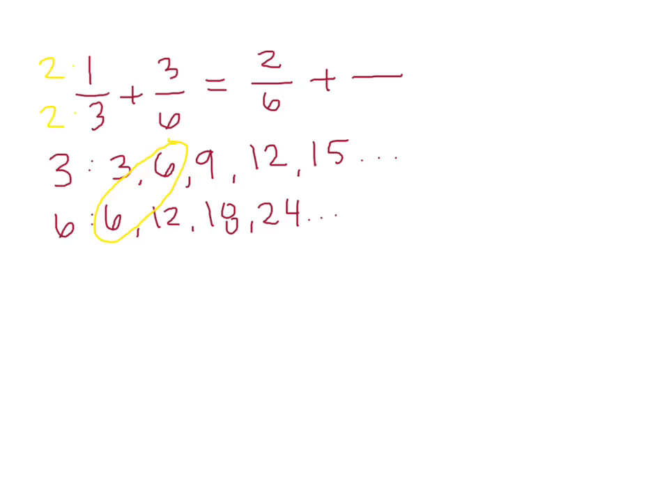Now I move on to my next fraction, this 3/6, and remember my goal is to get a 6 in the denominator. Well, I notice I already have a 6 in the denominator, so that means I don't need to multiply it by anything to make it 6 because it already is 6. So we have 3/6. Now that I have my two common denominators, I can just add my numerators together. And I know that 2 plus 3 gives me 5. So I'm left with 5/6.